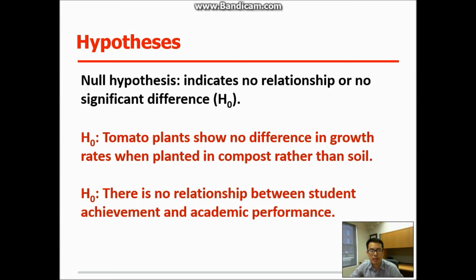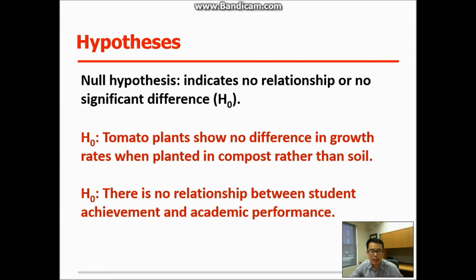A null hypothesis indicates no relationship or no significant difference between groups. It is always indicated by capital letter H followed by 0, so H0. It is a format used in math and statistics. And here I give you 2 examples. Tomato plants show no difference in growth rates when planted in compost rather than soil. Because there's no difference in those 2 environments, we consider it a null hypothesis.